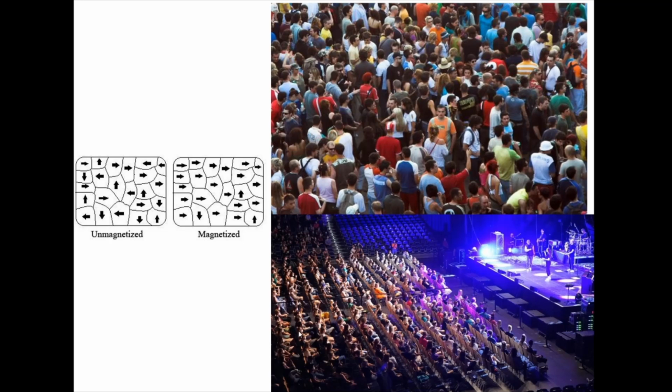Let's say you have a bunch of people focusing their gaze onto someone, for instance at a concert or maybe at a church. You have a bunch of people facing the same direction. That's what it's going to look like for the atoms in a magnetized substance.